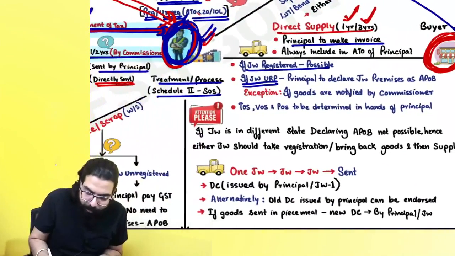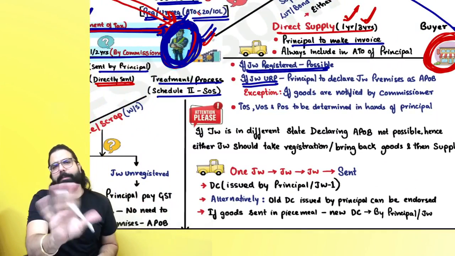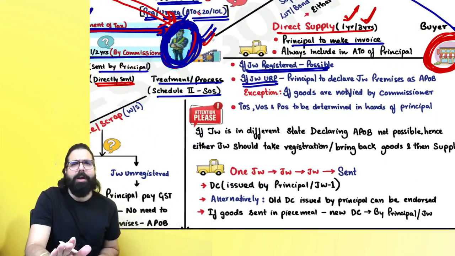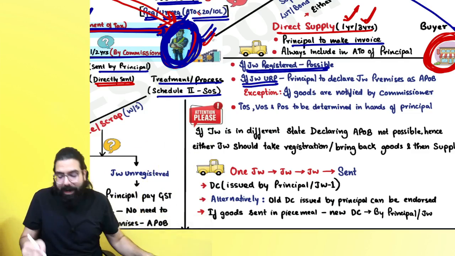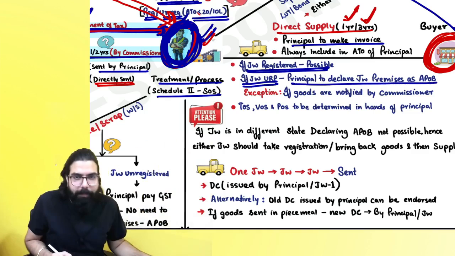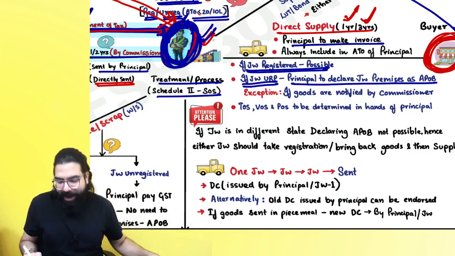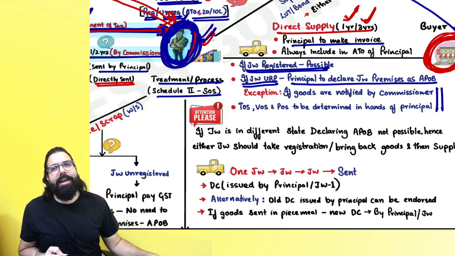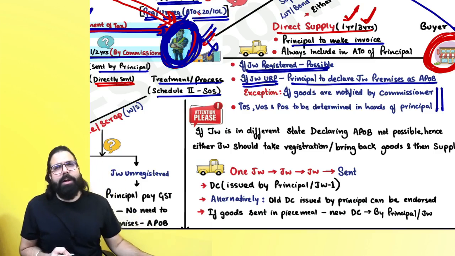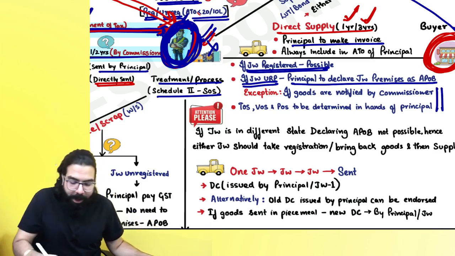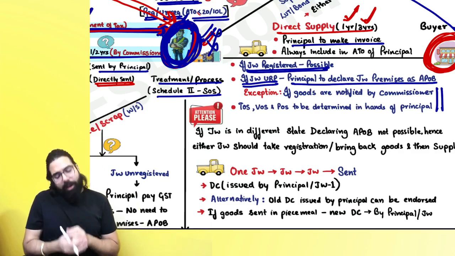Always remember, if job worker is a registered person, then you don't have to declare his place as additional place of business. But if job worker is unregistered, and you want to supply from that place, then you have to declare that place as your additional place of business. Remember, declaring additional place of business is not required if the goods which you are supplying are notified by the commissioner. Then you don't have to declare the job worker premises as your additional place of business. Might be the job worker is not registered also, but still you can supply from the job worker's premises.